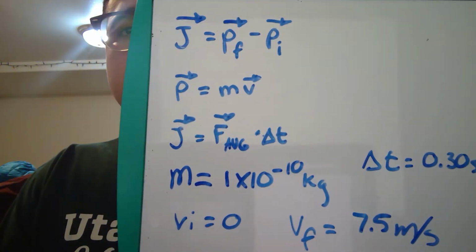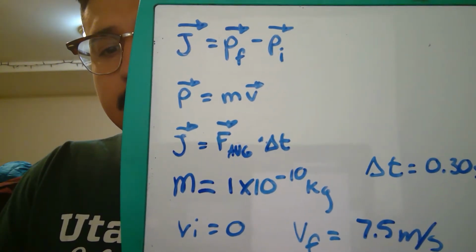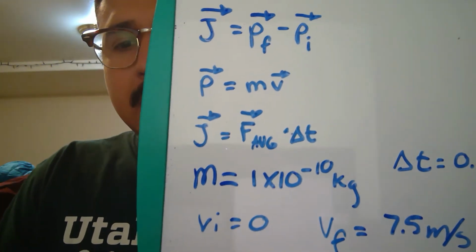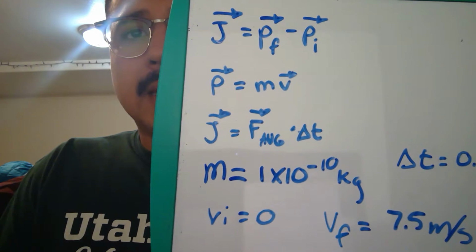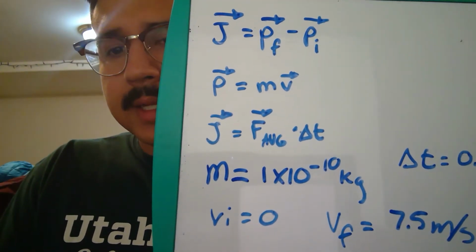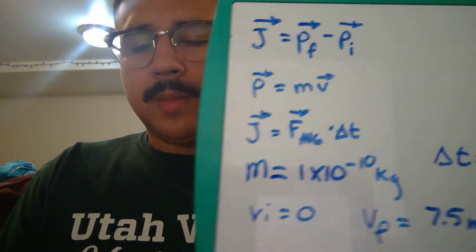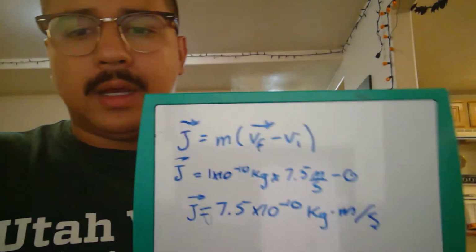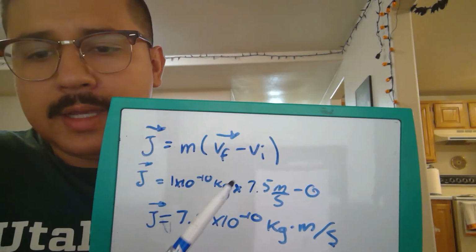So from all the equations I wrote and with the knowns, what we're going to do next is find the impulse. And to do that, we're going to use that the impulse is equal to mass times the change in velocity. So let me rewrite that real quick. So now we're going to use this equation. Impulse is equal to the mass times the change in the velocities.